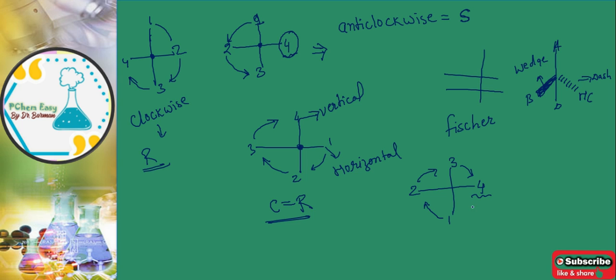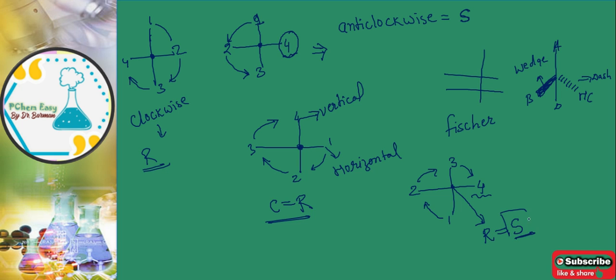But the rule said the fourth group is not in a vertical line. So what will we have to do? If the fourth group or lowest priority group is not in a vertical line, then whatever configuration we are observing, here we are observing that this carbon is R. But if the fourth group is in horizontal, you will have to revert it. So instead of R, the configuration of this molecule will be S.